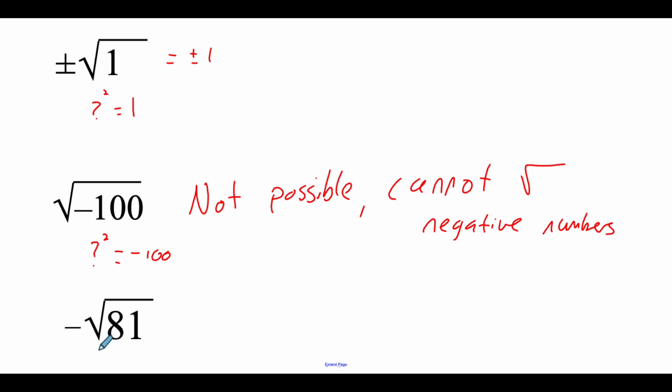And for our last example here, we're looking at the negative square root of 81. So again, we're trying to think about what number squared would give me 81 as an answer, but I want a negative number. So as far as a number that when we square it, we get 81, that number is 9. But again, we want a negative answer, so it's going to be negative 9.